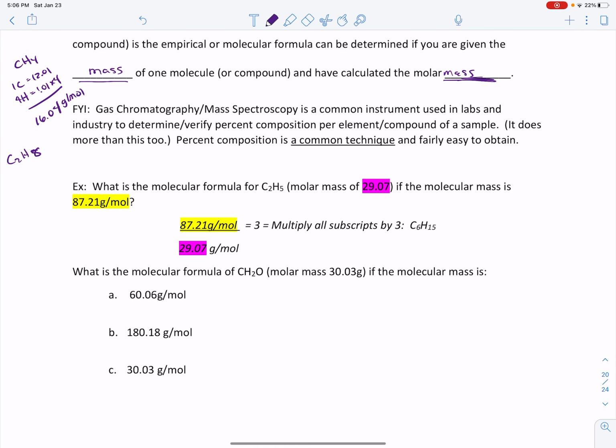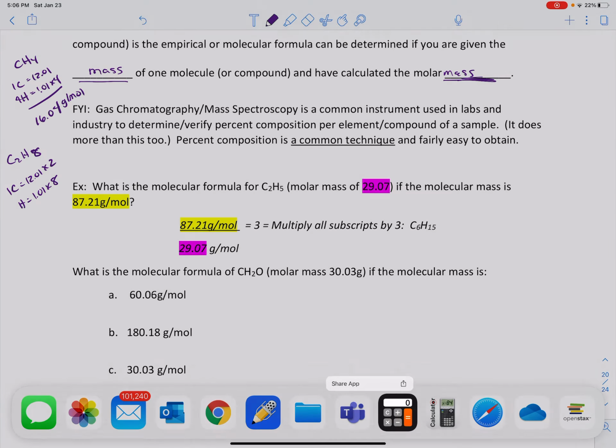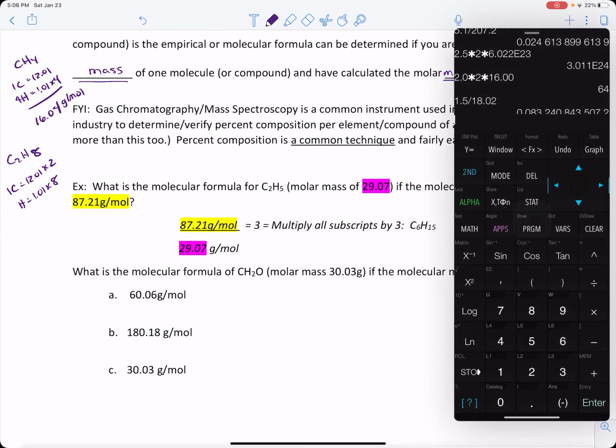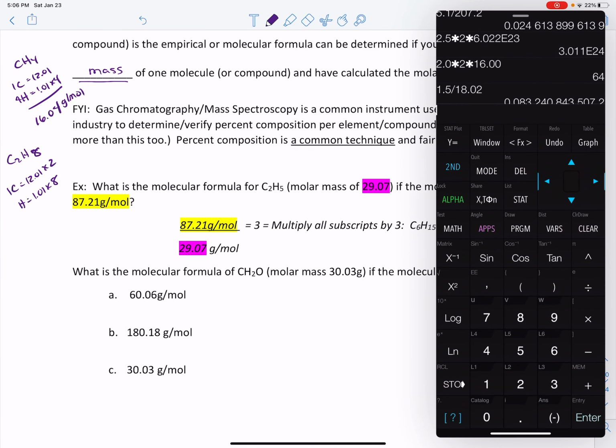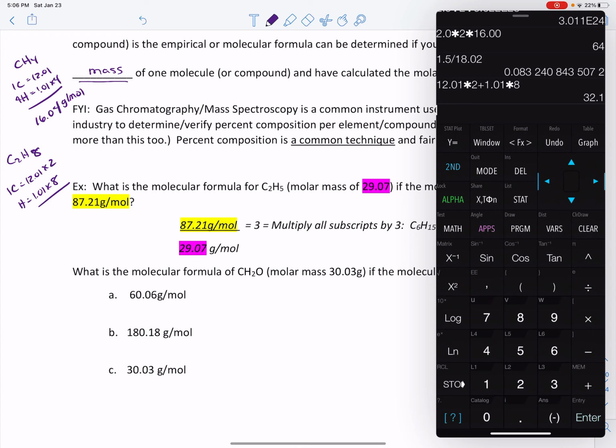C2H8, we know that one carbon is 12.01, but there's 2 of them. And then we know that hydrogen, 1.01 times 8. So let's bring our calculator in. We have 12.01 times 2 plus 1.01 times 8. That gives us that this is 32.1 grams per mole.